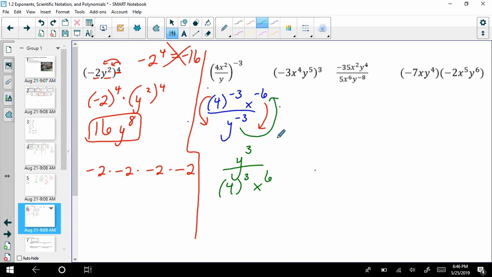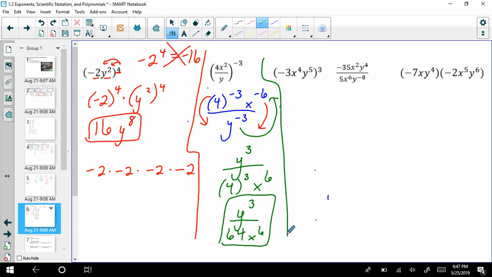And then the last thing I'd want you to do is tell me what 4 cubed is. 4 times 4 times 4. So our final answer would be y cubed over 64x to the 6th. 4 cubed is 64. Okay, next one.